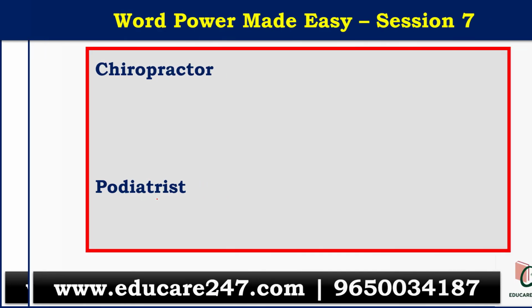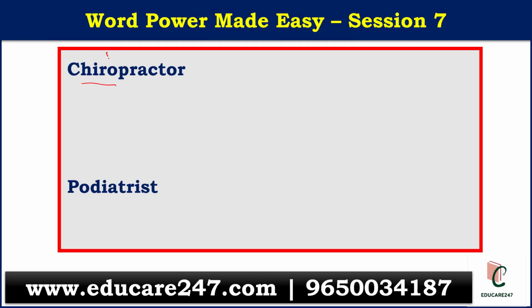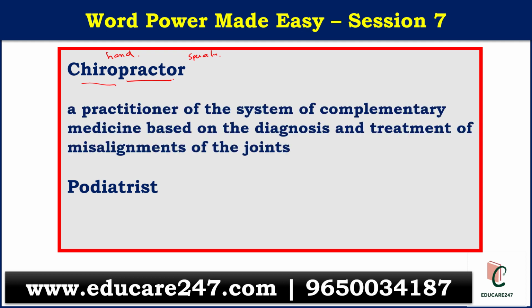So the next we have is chiropractor. So chiro, we studied that it's relating to hand, and practor is again relating to a specialist. So a chiropractor is a practitioner of a system of complementary medicine based on diagnosis and treatment of misalignment of joints. So here he is not specifically a specialist, but he is a practitioner. So this is not going to be specifically related to hands, but it will be relating to joints here. But the word chiro is the root word for hand, so you could remember it like that: chiro, hand joints.